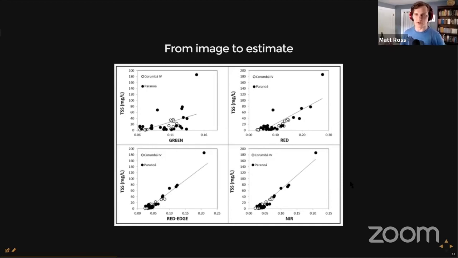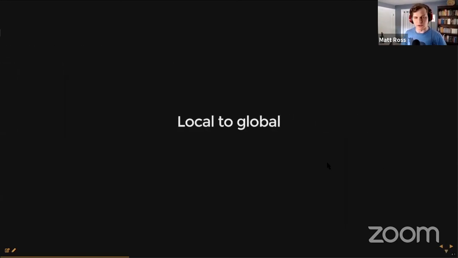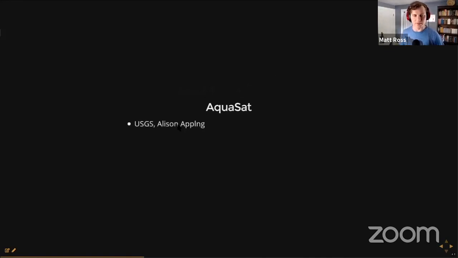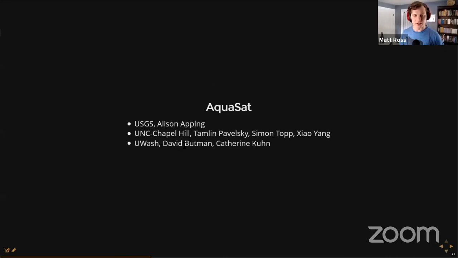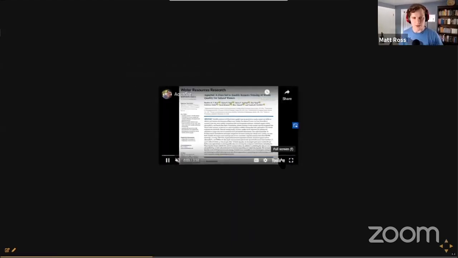So to do this at a national or global scale, we really need large open access data sets. To go from local to global, for my postdoc work, we built a data set called AquaSat. Allison Appling and a bunch of others were helping with that: Tamlin Pavelsky, Simon Topp, Xiao Yang, and at the University of Washington, David Butman and Catherine Kuhn. And this video shows how we built that.